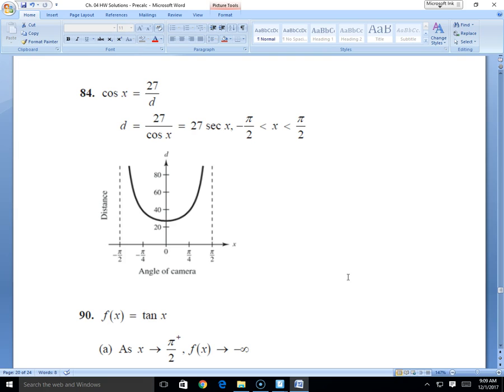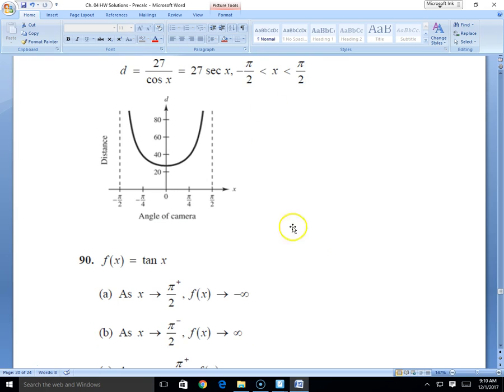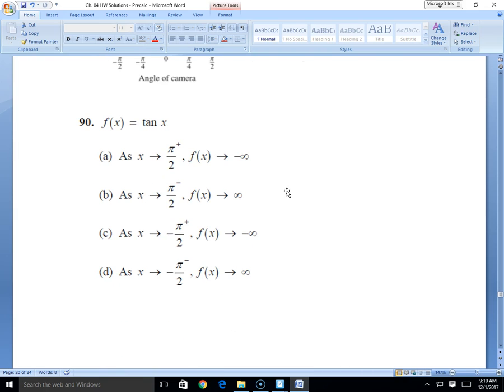You guys know how to graph secant, right? Just 1 over cosine. Or 27 secant, graph 27 over cosine, and then they just graphed it. You can make your x min and x max the boundaries. And last but not least, they had you answer some questions.